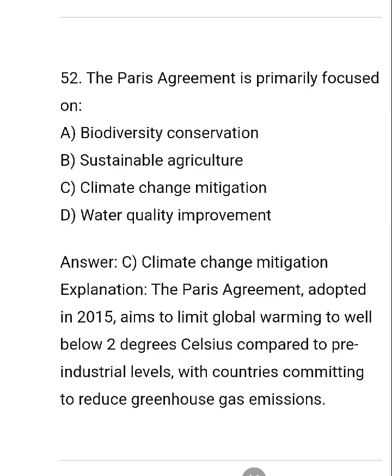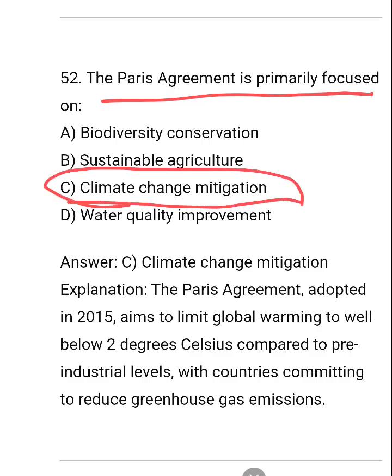Last, the Paris Agreement is primarily focused on climate change mitigation. The Paris Agreement, adopted in 2015, aims to limit global warming to well below 2 degrees Celsius as compared to the pre-industrial level, with countries committing to reduce greenhouse gas emissions.